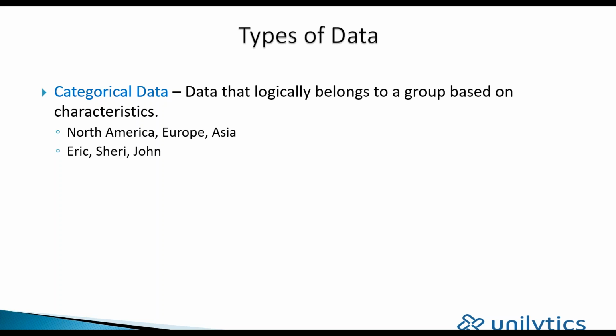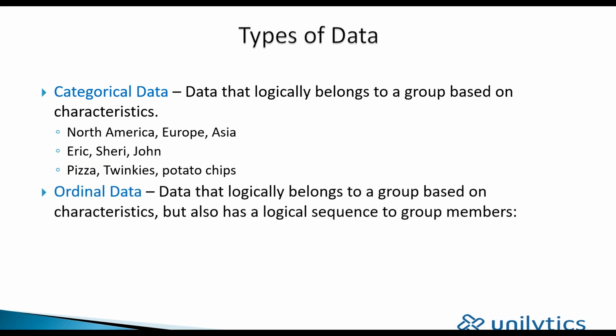Eric, Sherry, and John, those are first names of people. You don't even know who they are, but you're able to tell fairly quickly, categorically, that those are names. And pizza, Twinkies, and potato chips, in case anybody missed your lunch. So there's some junk food in there, all grouped together because they have a common characteristic.